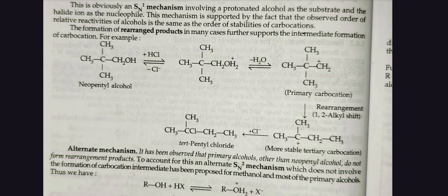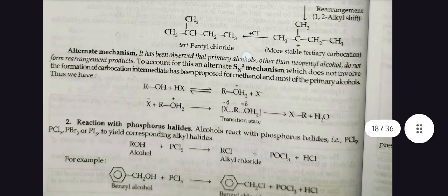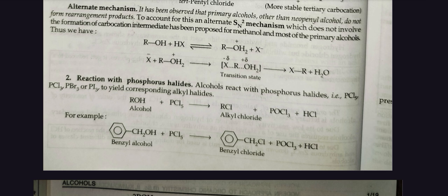The formation of rearranged product in many cases further supports the intermediate formation of carbocation. For example, neophenylethylene alcohol gives triphenylethylene chloride. Alternate mechanism. It has been observed that primary alcohols other than neophenyl alcohol do not form rearrangement product. To account for this, an alternate SN2 mechanism which does not involve the formation of carbocation intermediate has been proposed for ethanol and most of the primary alcohols.